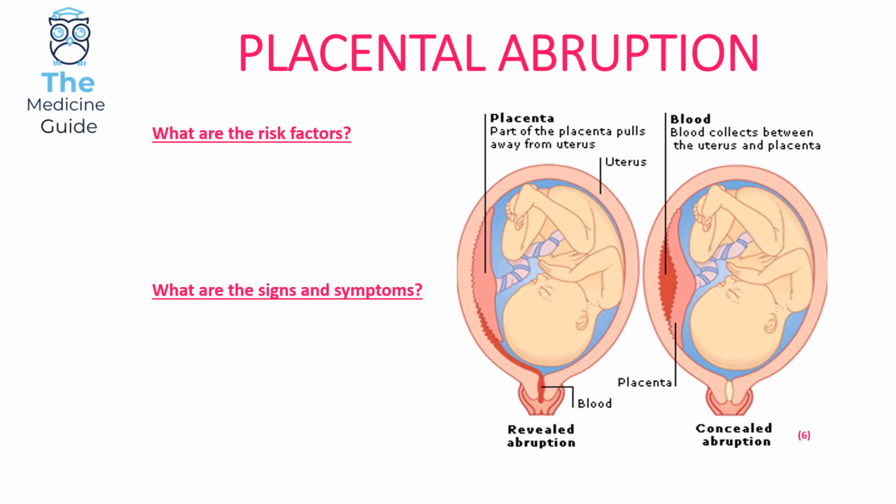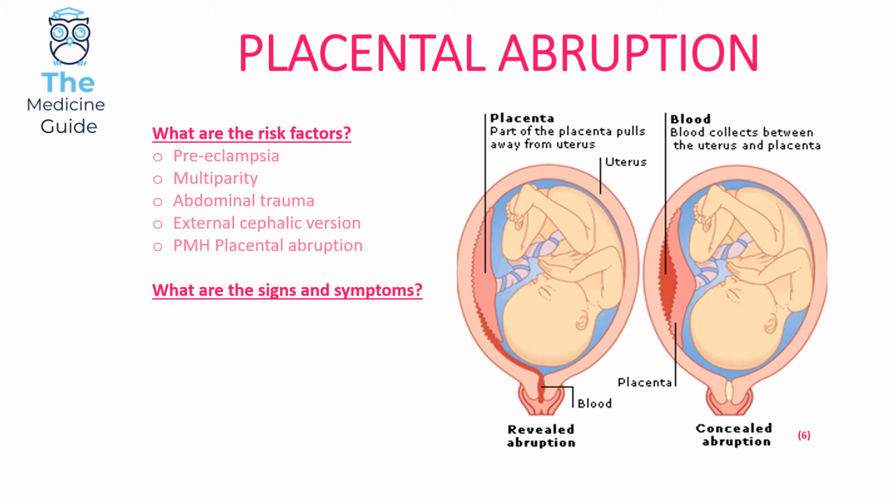So, placental abruption. There are 2 types of placental abruption. There's a revealed abruption, and this is when part of the placenta is pulling away from the uterus and you can see visible blood loss. But a concealed abruption is when blood is collecting between the uterus and the placenta and no blood is visible in the vagina. Okay, so that's 2 concepts to keep in your mind.